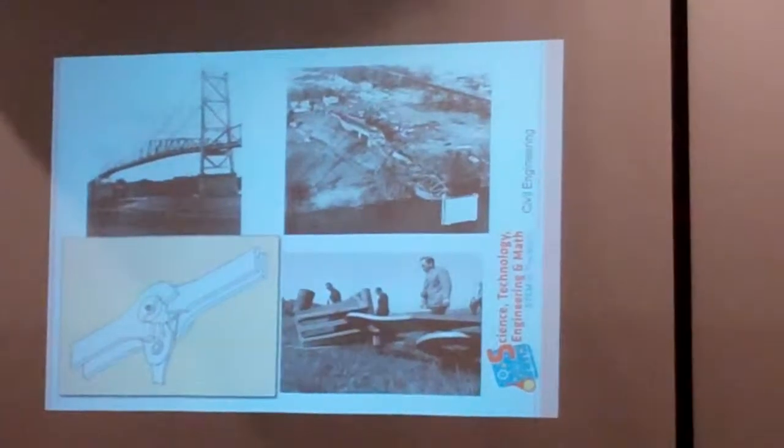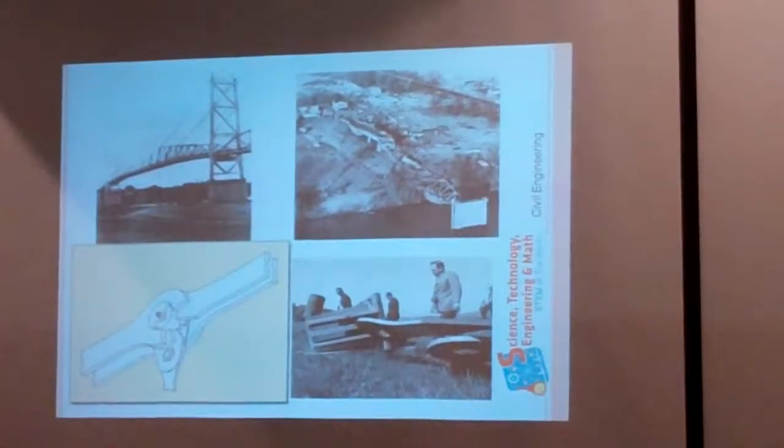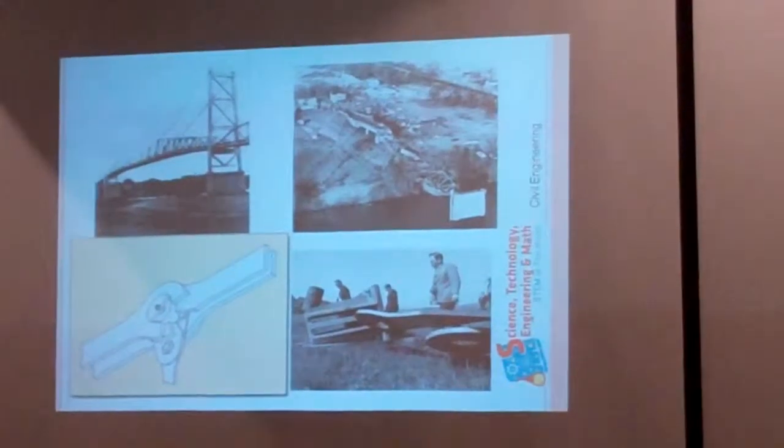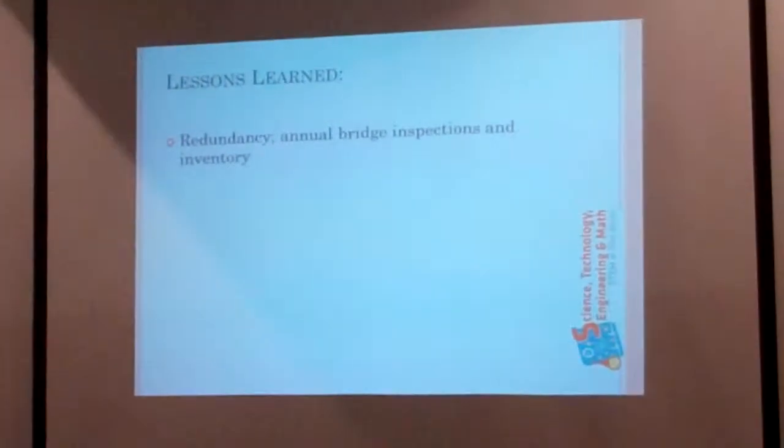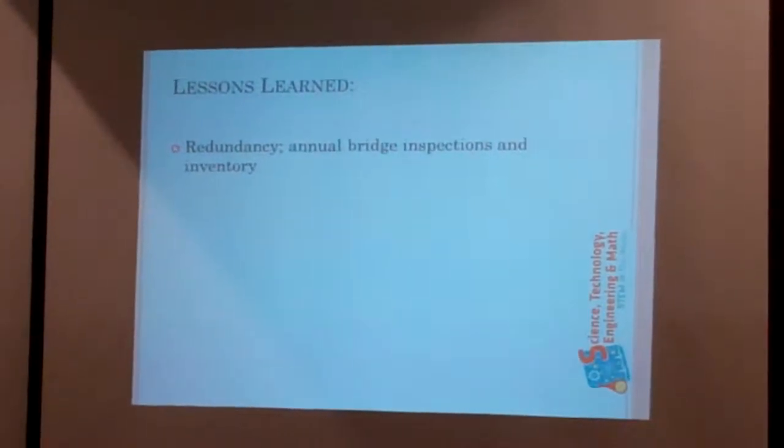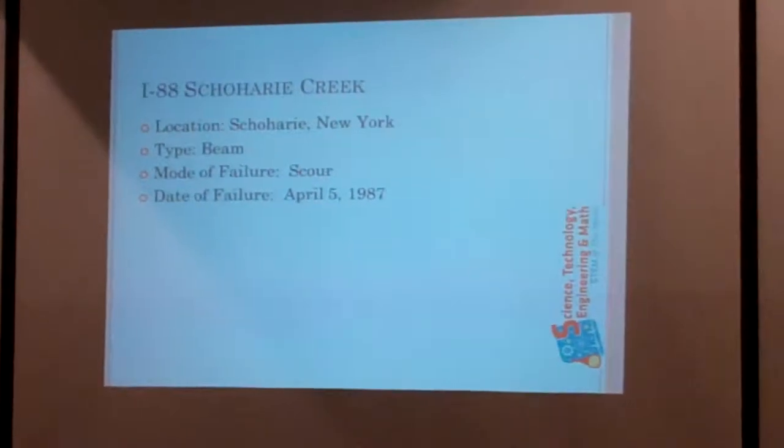And ever since this bridge collapsed, this was the birth of the annual bridge inspections process. Federal Highway, or the Congress got involved, and they said we will inspect bridges every couple of years, and we will make sure they're safe for the traveling public. But this collapse is why we inspect bridges yearly now. So that's one of the lessons learned: redundancy and annual bridge inspections.